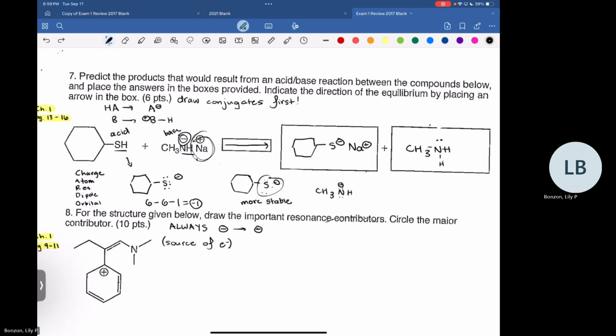Yeah, I was saying you could look at the electronegativity. That's the first thing I would look at. And then if you're still not sure, you could go a little bit further too, just to double check.